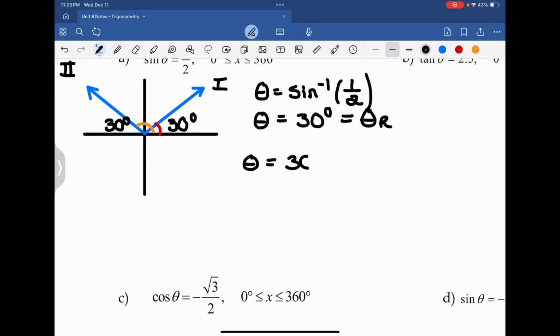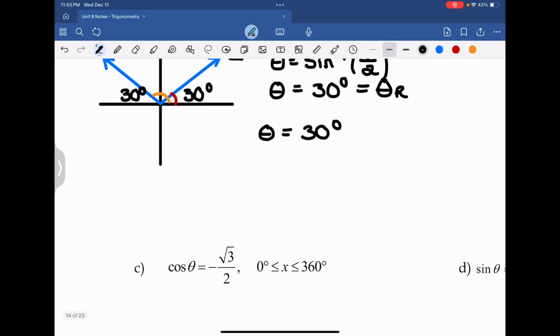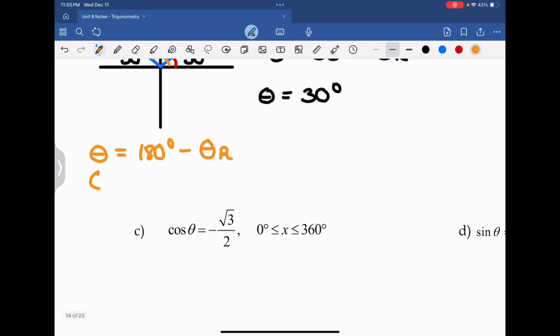We have one answer, which is theta is equal to 30 degrees. The other answer for theta is going to be, and I'll just list it right below here, we have to do a little bit of math maybe below the triangle here to get this orange theta that we're going to be looking for right here. The orange theta is calculated by taking 180 and subtracting away the reference angle.